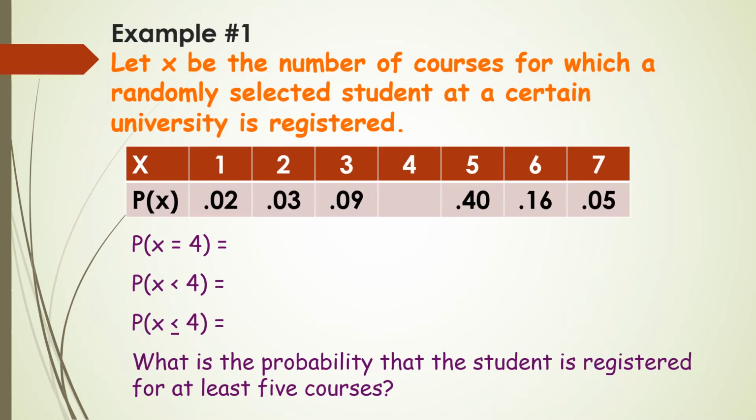All right, so here we go. Here's our example. Example number 1: let X be the number of courses for which a randomly selected student at a certain university is registered. That's a probability distribution table. We're saying that people can register for a minimum of 1 class to a most of 7 in a semester.